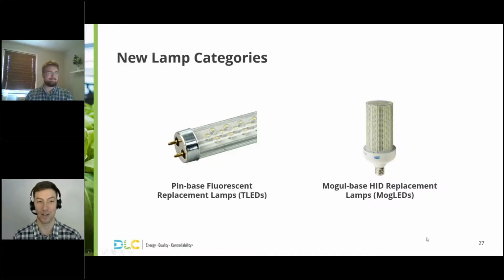Okay, on the right, we have the MOGLED-based lamps, also known as HID replacement lamps, corn cob lamps, or MOGLEDs. Again, I'm going to use that one today because it's short and easy to say. Again, whatever you want to call them, we are referring to the LED lamps that are intended to replace the single-ended, high-intensity discharge lamps that have a screw base of E39 or E40 base. So those are the larger screw base. Okay, Casey, next slide, please.